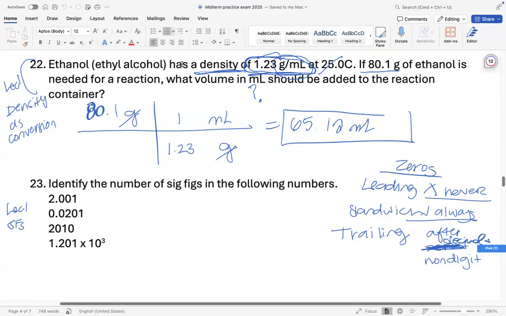All right, so this first one, 2.001, it's got sandwich zeros, meaning they do count, and so do all the non-zero digits. So we have 1, 2, 3, 4 significant digits. Then we have two leading zeros here. Leading zeros never count. We have a non-zero digit, that always counts. We have a sandwich zero, always counts. And then another non-zero digit, which always counts. So we have 3 sig figs here.